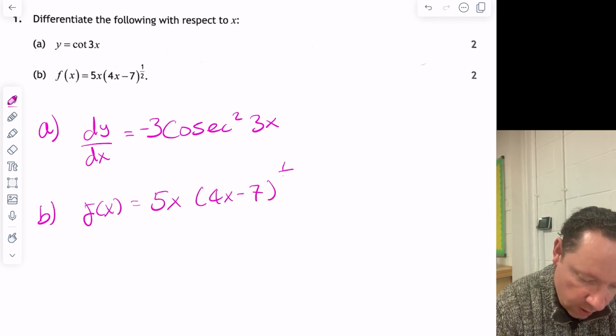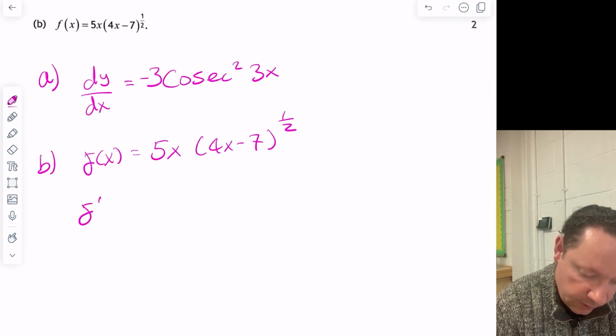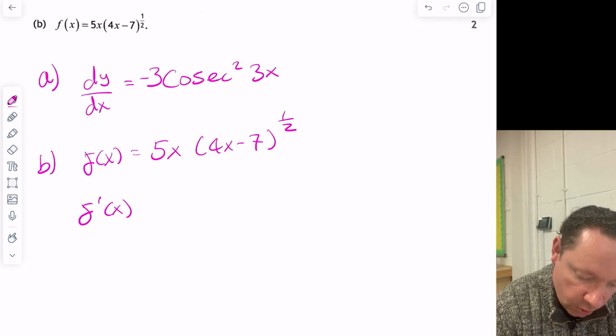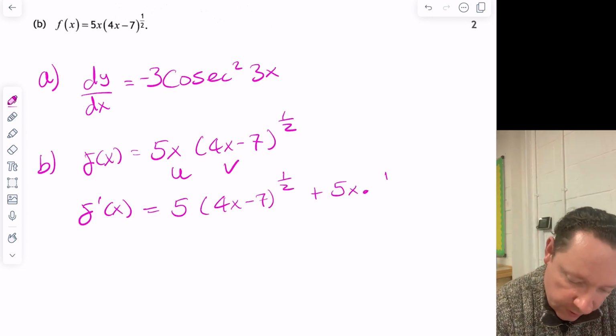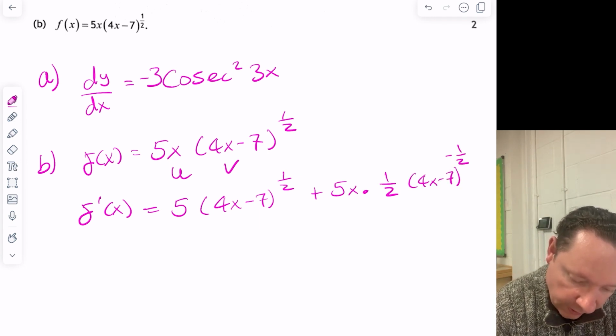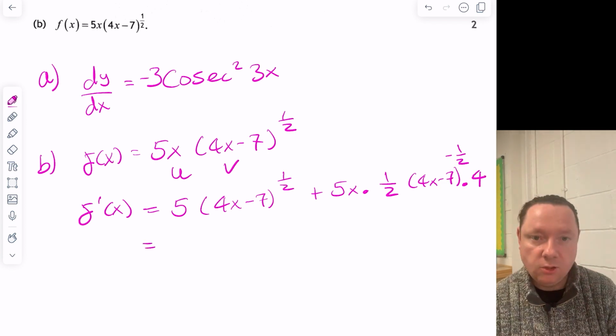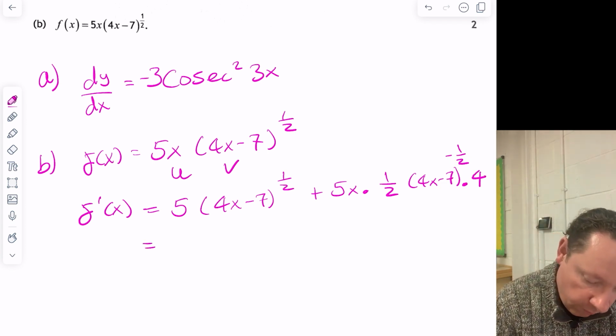So a nice little product rule here, f dash x. So we've got uv, so it's vu dash, remember. So u dash is 5, and we'll just keep v as it is, plus u, 5x, times v dash, so that's a half, (4x minus 7) to the minus a half, and times by the derivative, which is 4. So tidying that up as much as we can or want to, we've got 5 (4x minus 7) to the half.